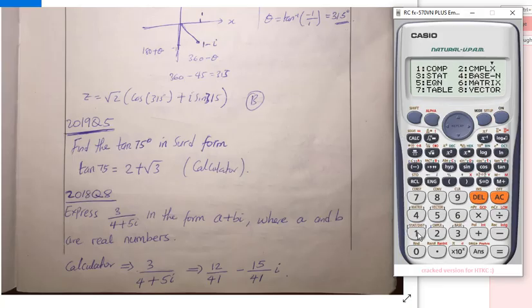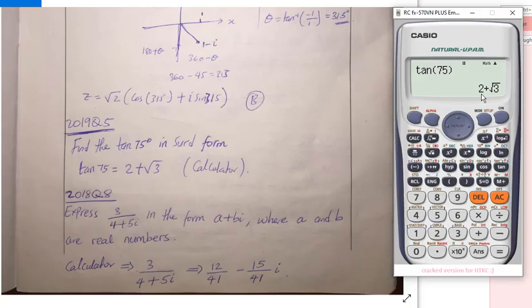Look at what I've done. I've left complex mode now. I will go to shift and press 1. Do you understand? So it will come back to the normal calculator. Now press tan 75. So the answer is 2 plus root 3. That is from the calculator. Go and look for 2 plus root 3 in your options.